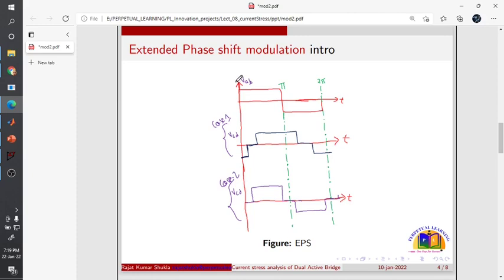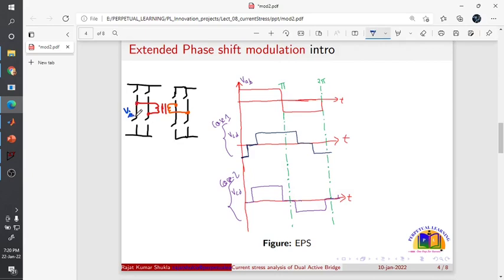So let me first draw the dual active bridge converter configuration. In this configuration, here is the input voltage and there is our output voltage. Sorry for my writing. And this is the transformer. Here the voltage is VAB, the transformer primary terminal voltage, and the voltage here is the secondary transformer terminal voltage, VCD.